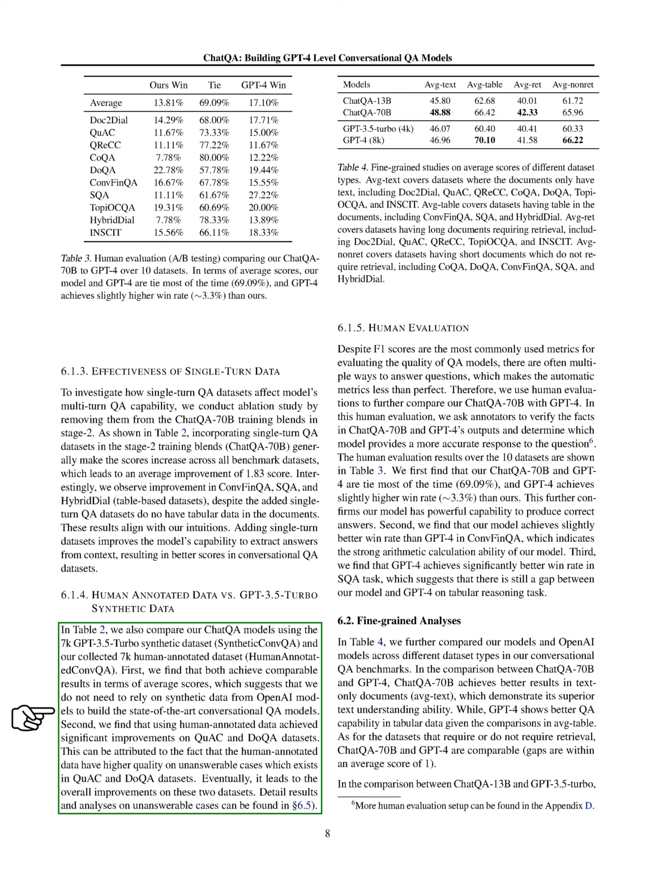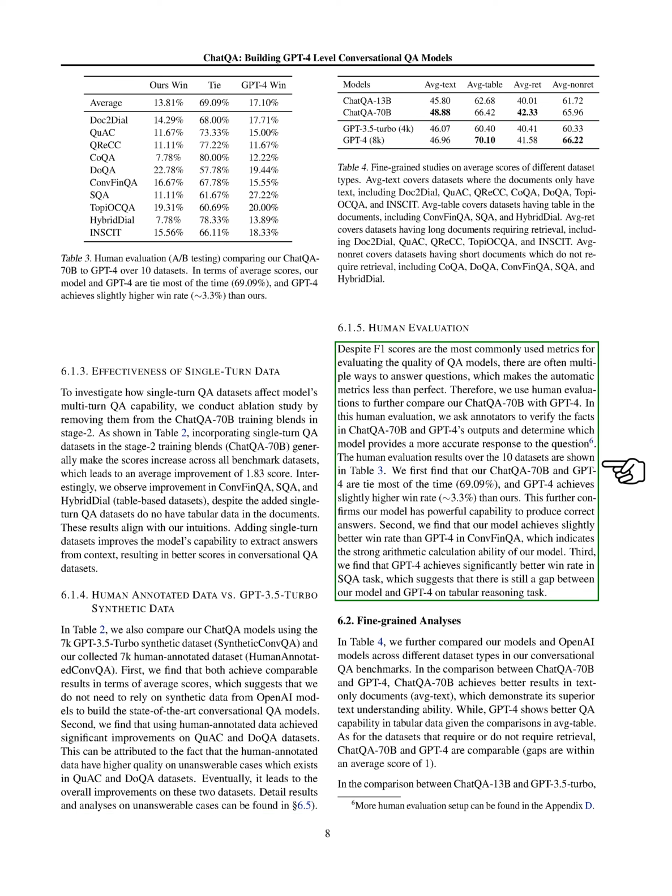However, we noticed that using human annotated data led to significant improvements on the QAC and DOQA datasets. This is likely because the human annotated data is of higher quality when it comes to unanswerable cases, which are present in the QAC and DOQA datasets. This led to overall improvements on these 2 datasets. More detailed results and analyses on unanswerable cases can be found in section.